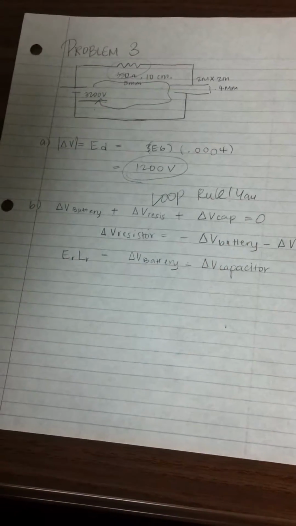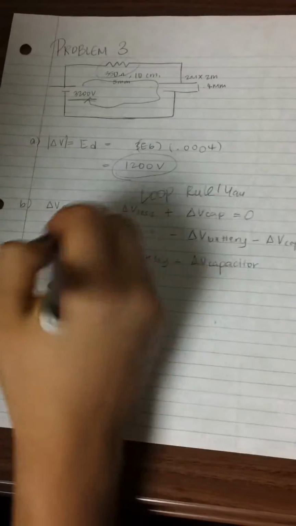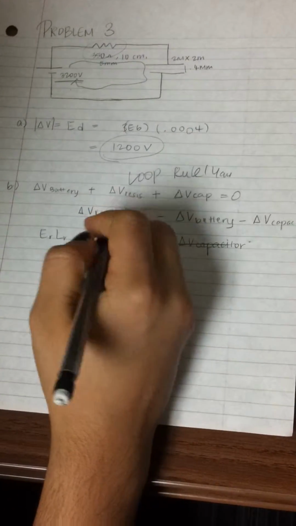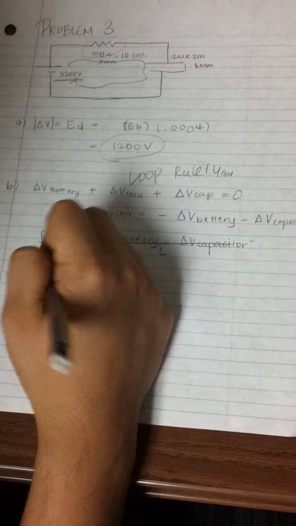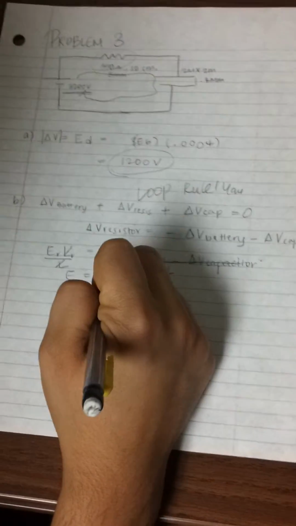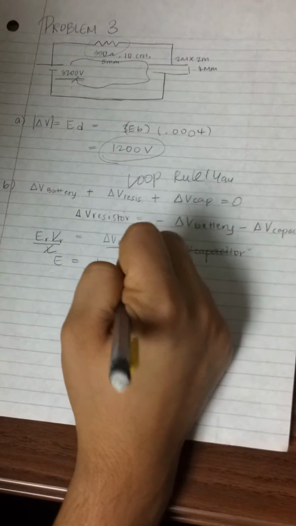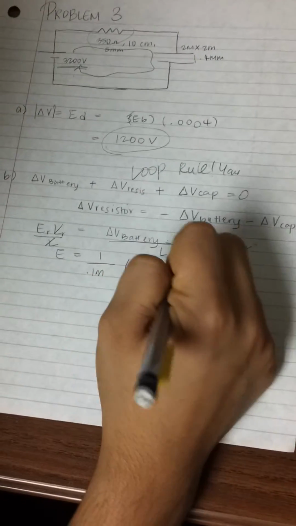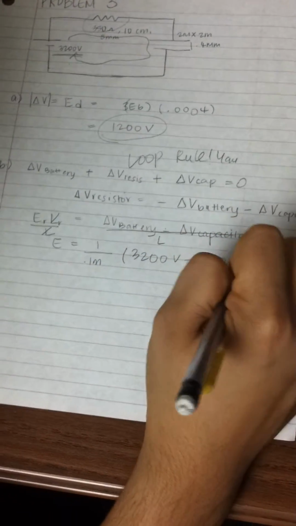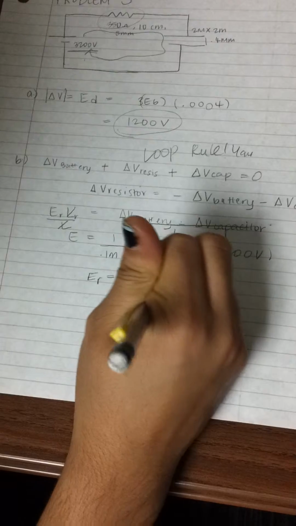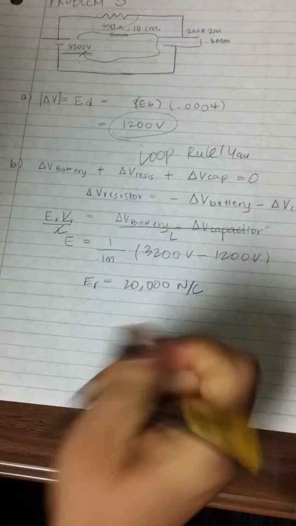So now, if we solve for the electric field, we just get the electric field is equal to all of this divided by L, which is going to be 1 divided by 0.1 meters times 3200 volts minus 1200 volts. And you find that the electric field across the resistor is just equal to 20,000 newtons per coulomb.